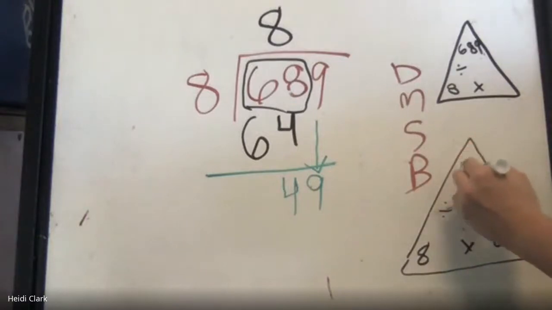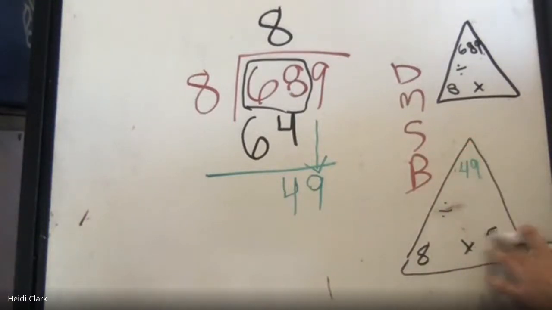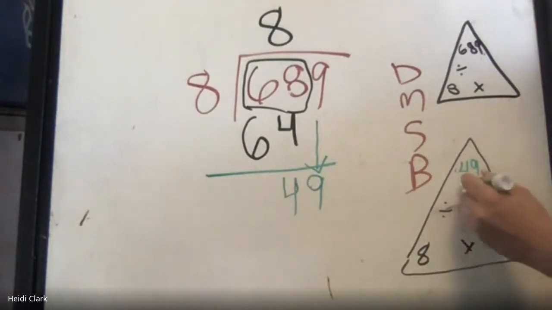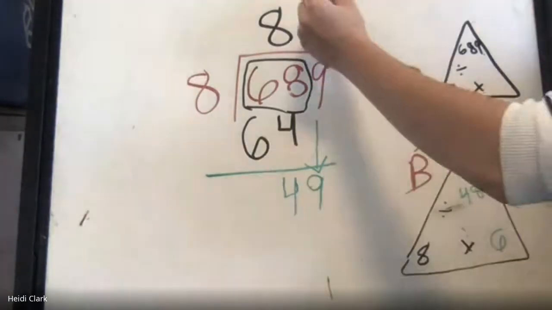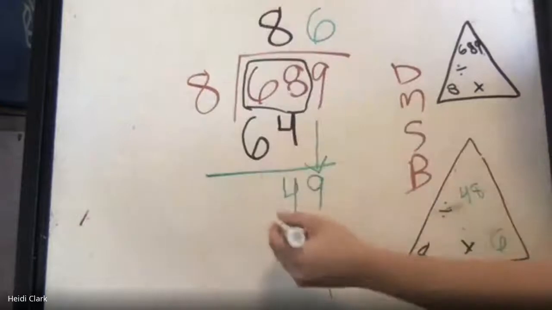In other words, skip count your 8s. How many times can you skip count your 8s to get close to 49 without going over? Try that. Pause the video. All right, 8 times 6 is 48. That's the closest that we can get to 49. Okay, so we'll put a 6 here. 6 times 8 is 48.